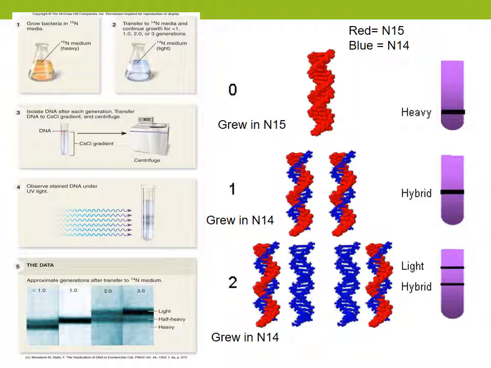After the second generation, then it's different. But after the first generation, you can get the information that it's definitely semi-conservative replication. I hope that helps. I hope you understand that. That's just a little way of figuring that out using these different isotopes of nitrogen. Let me know if you have any questions about that.